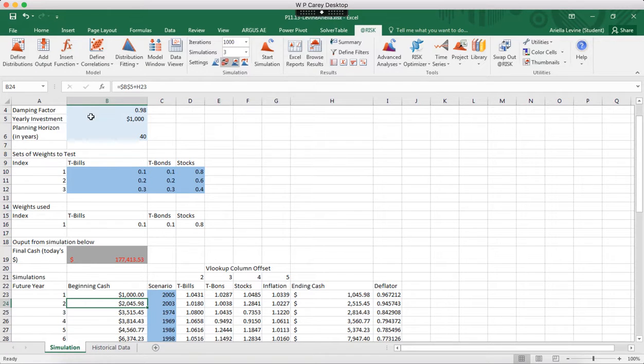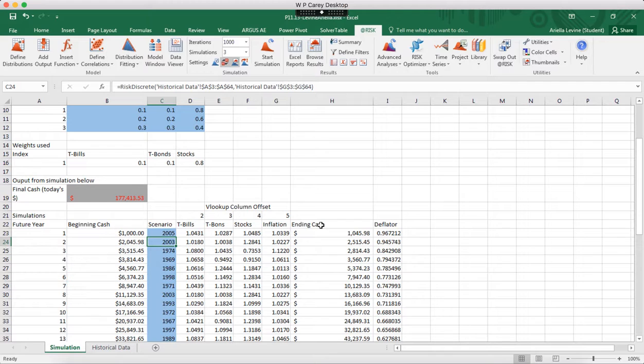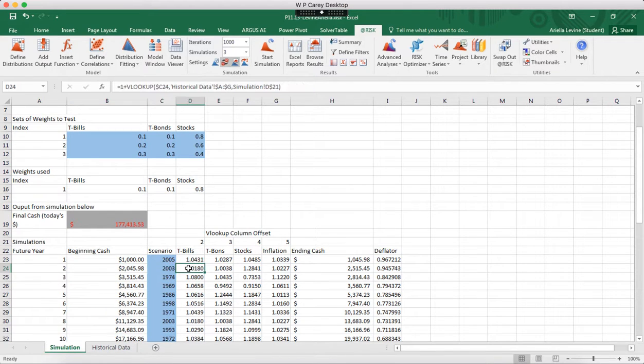Remember, this is a yearly investment, and we're going to roll that into the same thing. This time it's going to return a year of 2003, and these are the results of 2003. T-bill returns, T-bonds, and just stocks, and then the inflation for that year. Again, we take all that information, we multiply it all together. Well, every time I hit enter, it's going to refresh, but you get the idea.